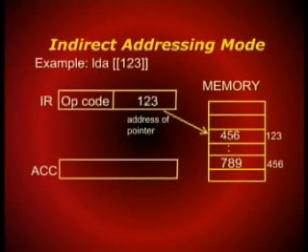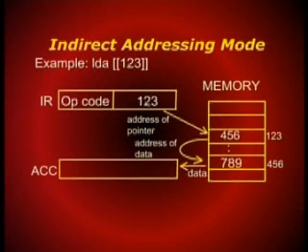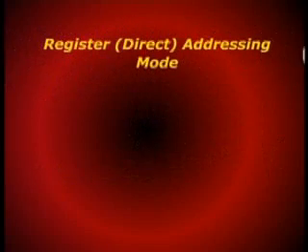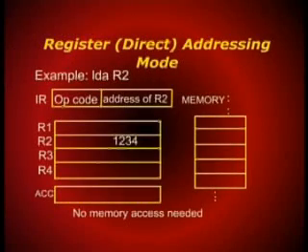So the address of the pointer is 1, 2, 3. At 1, 2, 3, 456 in this example indicates the address in the memory. So at 456, the data available is, in this example, 789, and that would be transferred to the accumulator. So at the end of execution of this particular instruction, the accumulator would contain 789.